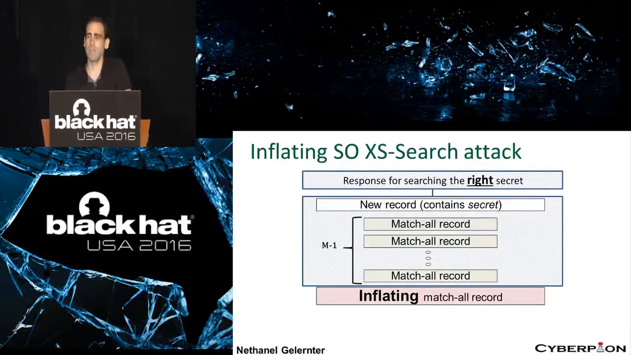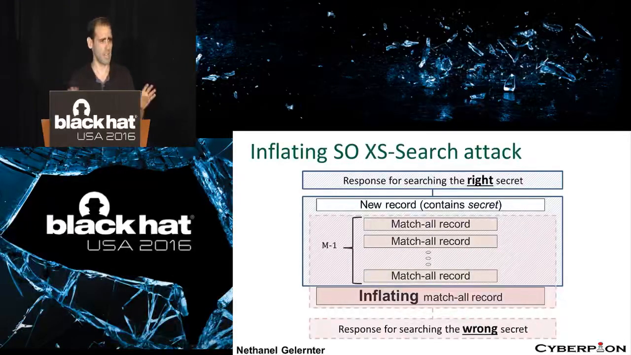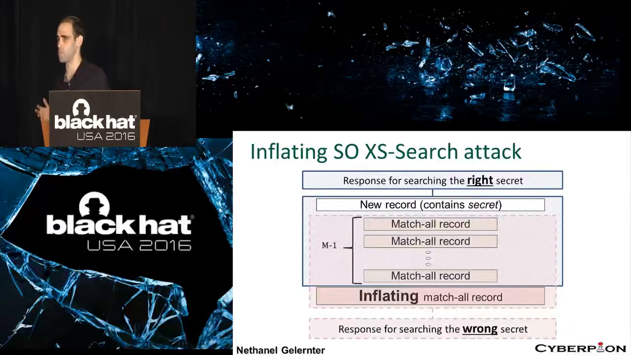On the other hand, if the attacker sends a search request that asks for a set of values, and the secret doesn't match any of the values that appear in the search request, then the m results that will be returned in the response will be all the match all records, including the inflating match all record. And in this case, due to the inclusion of the inflating match all record, the size of the response is going to be very large, significantly larger than the normal response.